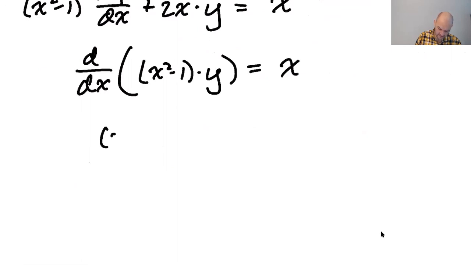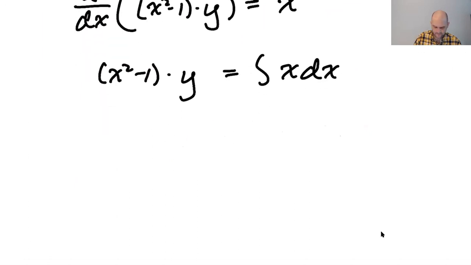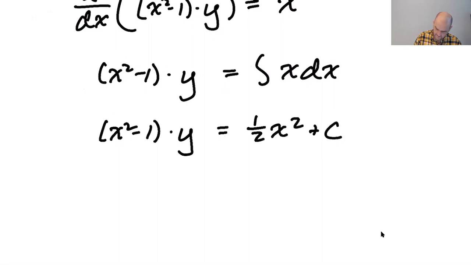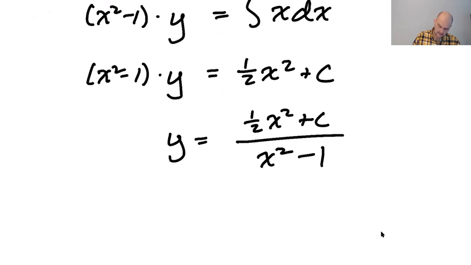Integrate both sides. On this side, we'll get x squared minus 1 times y. And on this side, we'll get the integral of x dx, which you could have just integrated, but it's probably better to show that. x squared minus 1 times y is 1/2 x squared plus c. Then we divide. I think I'm just going to write it as 1/2 x squared plus c divided by x squared minus 1. Another option is x squared plus c over 2 times the quantity x squared minus 1, which I think the calculator might actually do.